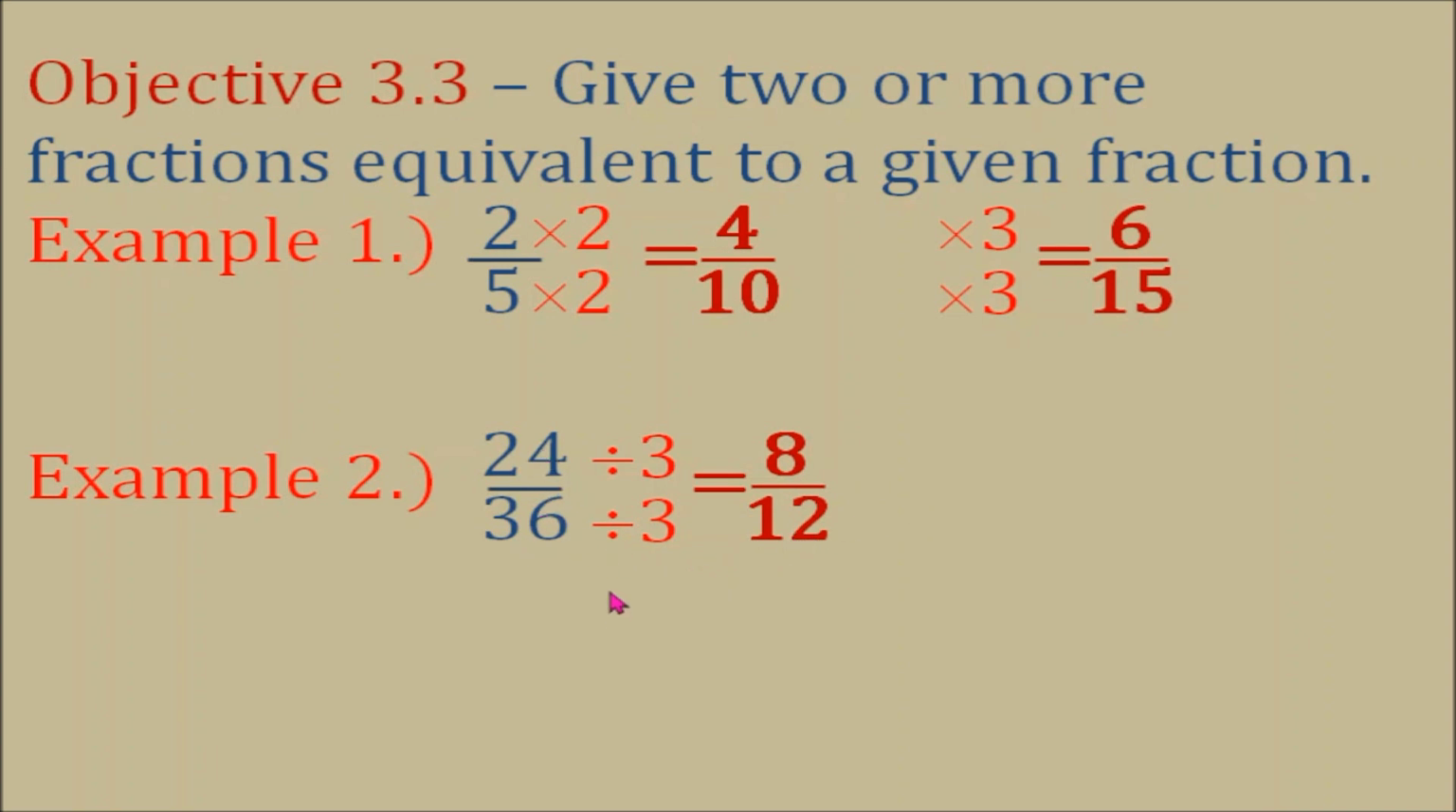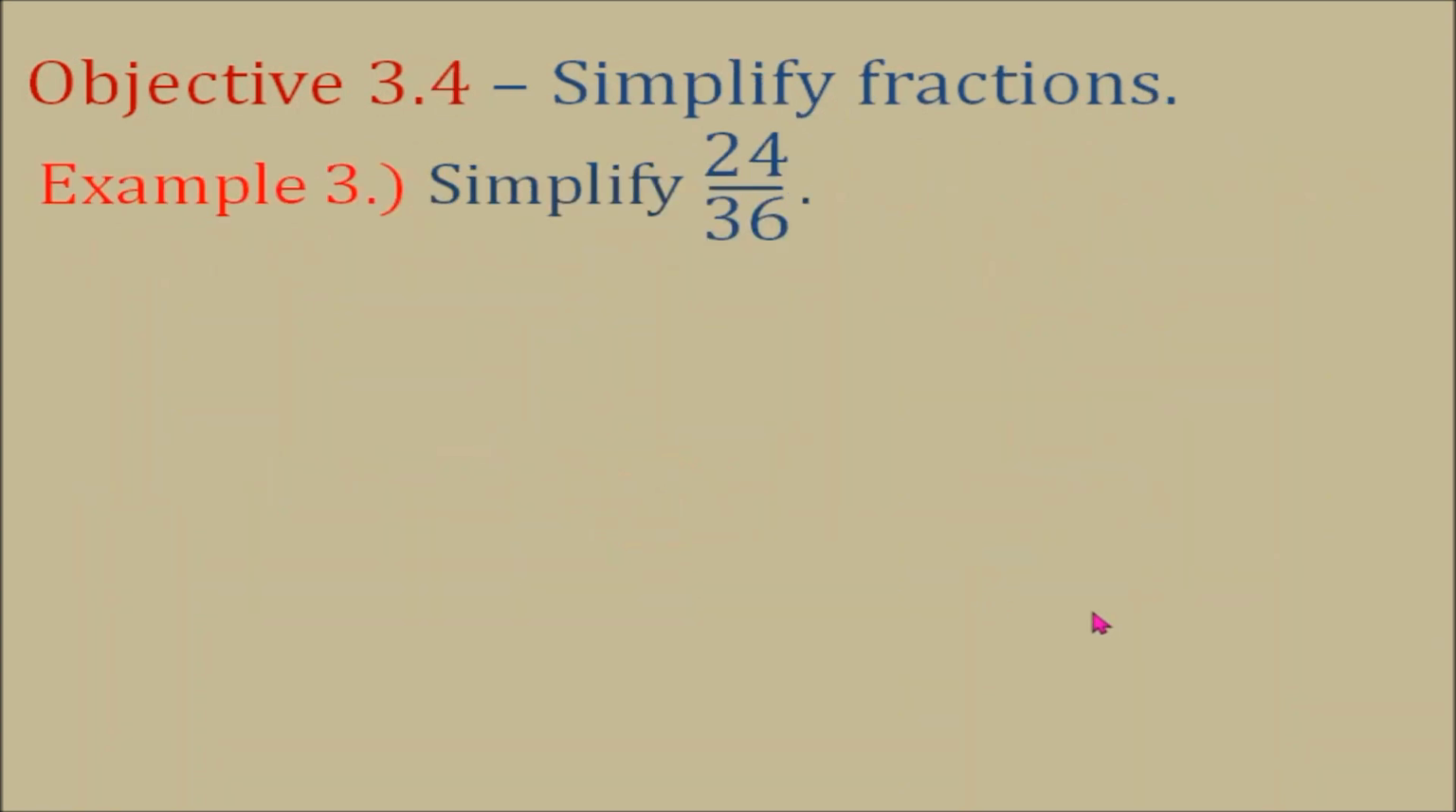24/36. And if we divide both the numerator and the denominator by another number, let's say by 4, 24 divided by 4 is 6, and 36 divided by 4 is 9, so 6/9 is equal to 24/36. So this means 24/36, 8/12, and 6/9 are equivalent fractions.